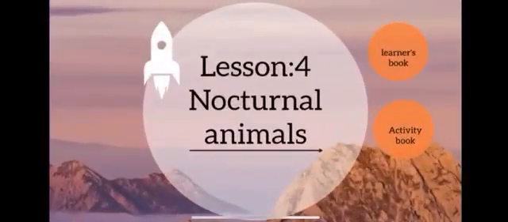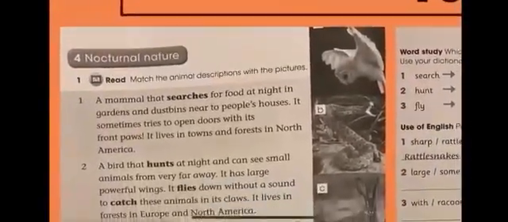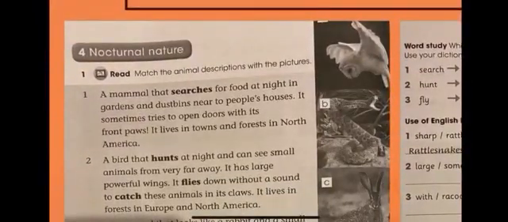So let's move towards Lesson 4, Nocturnal Animals, activity book. It's page number 34 and 35 of your activity book. You can open it in front of you, or you can just see it here on your screen. If I zoom it in, it's written here for Lesson 4, Nocturnal Animals. The first part is: read, match the animal descriptions with the pictures.